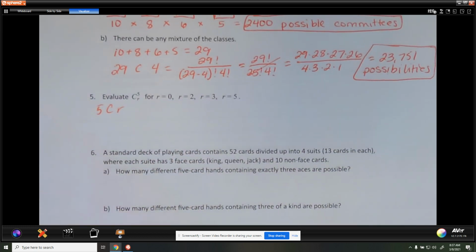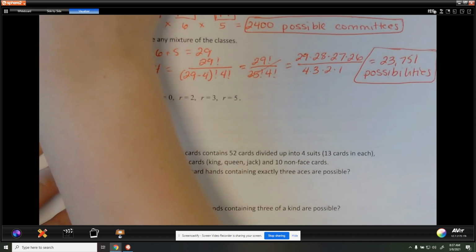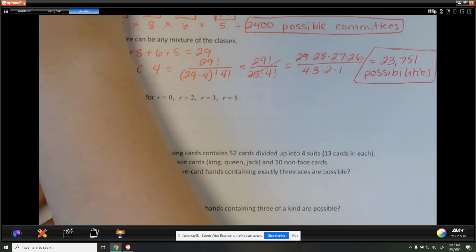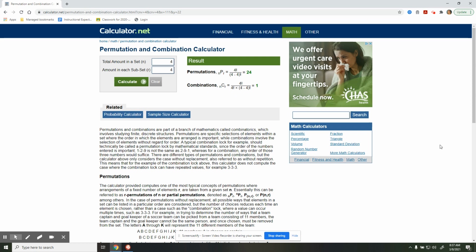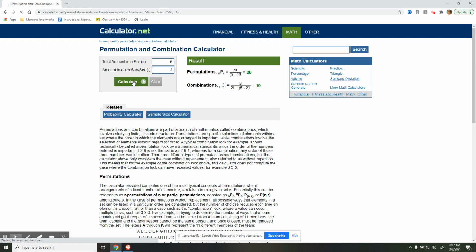I would just use your permutation calculator if you would like. I'm going to do it right in my computer, and I can drag this over so you guys can see it. So this is that website. I've got 5 choose 0, and I'm looking at the combination section here, not permutation. The answer is 1. And then I've got 5 choose 2. So just change that. We have 10.